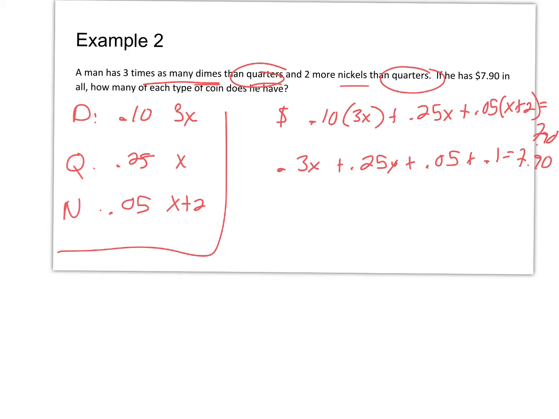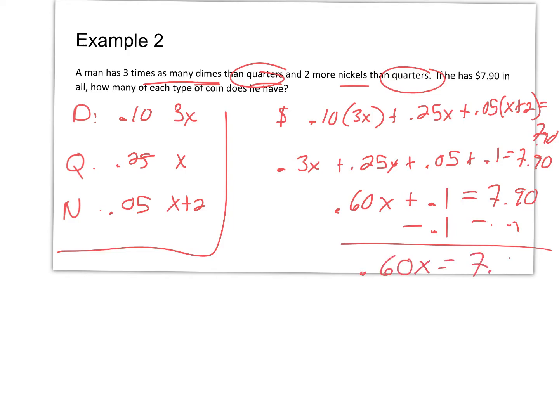Let's put this together. That's going to be 0.60x plus 0.1 is equal to 790, minus the 0.1. 0.60x equals 7.8, and then divide by 0.6. x is equal to, okay, so 7.8 divided by 0.6 gives us 13.